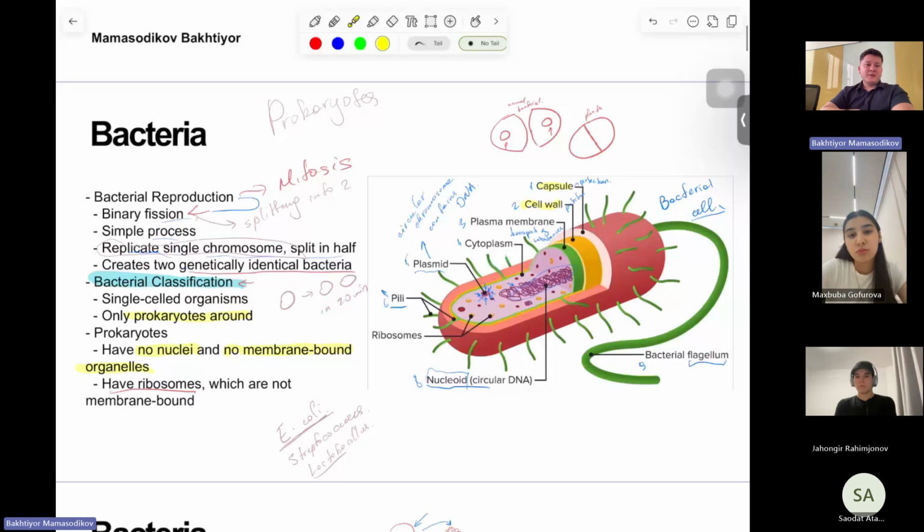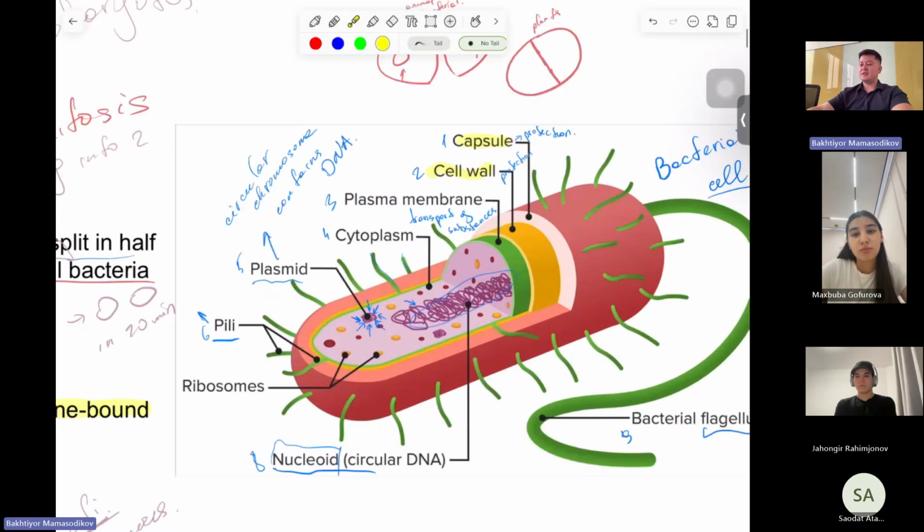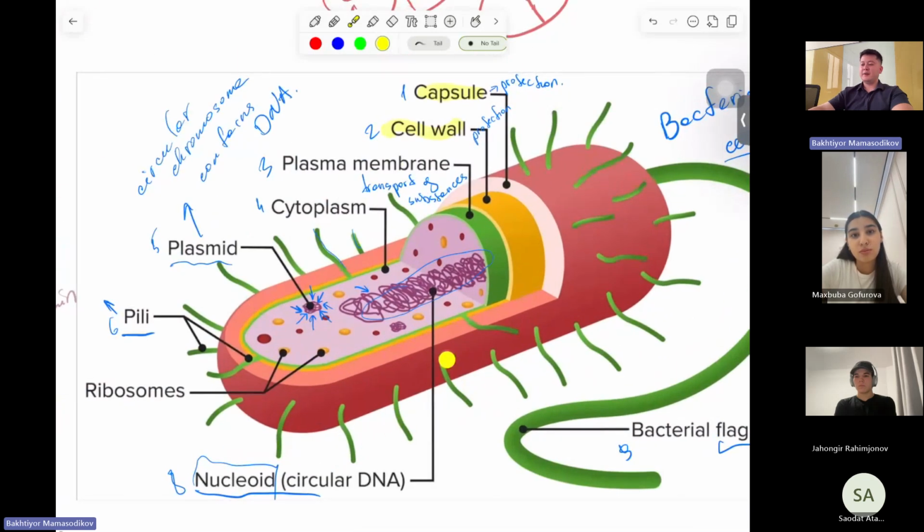Guys, are you serious? I just talked about it. Are you concentrating in the class? They are pili. Pili is used for sticking to the surfaces. It's like a USB cable, exchanging information from one bacteria to another.